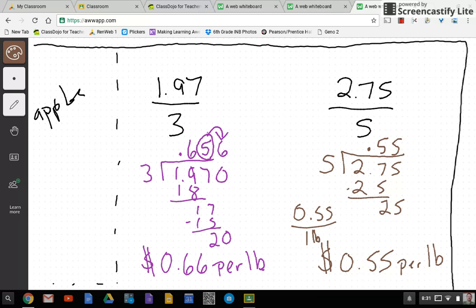So the question was, which one is the better deal? Well, it would be the $2.75 for 5 pounds. Well, why is it the better deal? Well, it's because it's only 55 cents per pound, and the other one is 66 cents per pound. So I'm saving 11 cents per pound. And how did I decide? Well, I found my unit rate. That's how I decided.